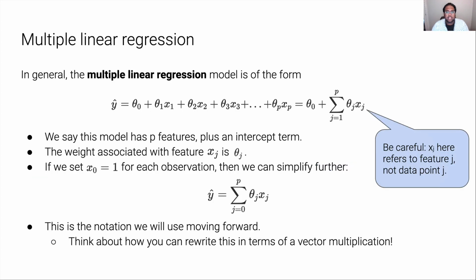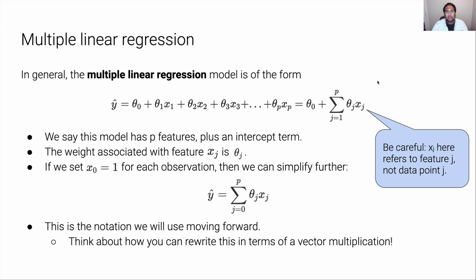More generally, the multiple linear regression model is of the form theta naught plus theta 1 x1 plus theta 2 x2 plus theta 3 x3, so on and so forth, until theta p xp. You can rewrite this in terms of a sum, theta naught plus the sum of theta j times xj, where j goes from 1 to p. And here, xj refers to feature j, not data point j.